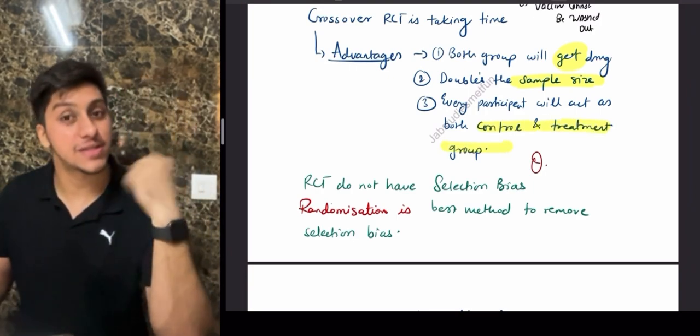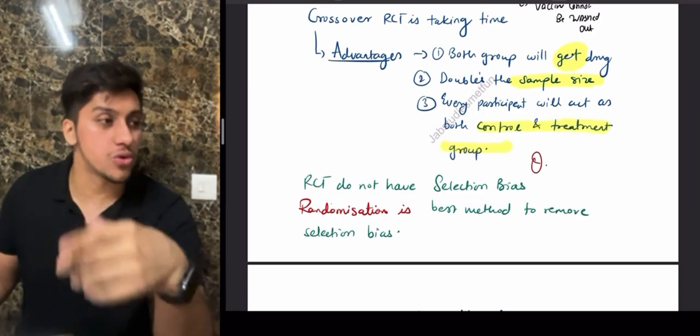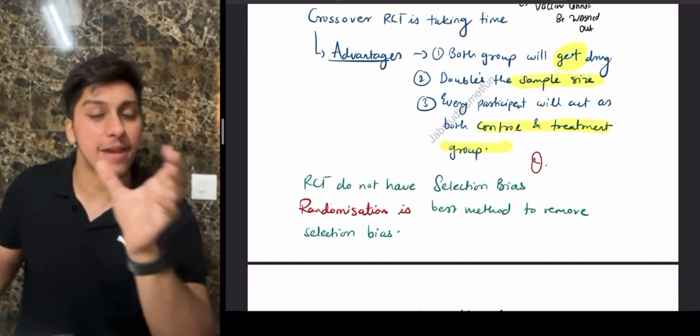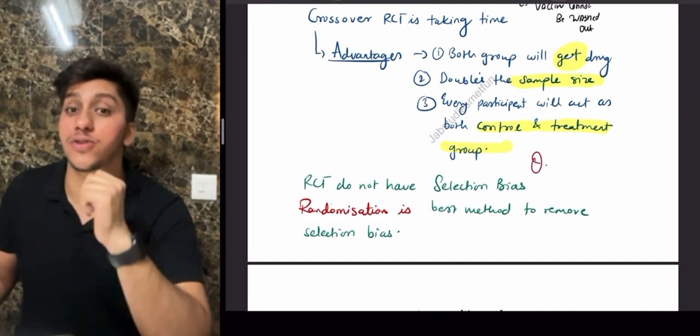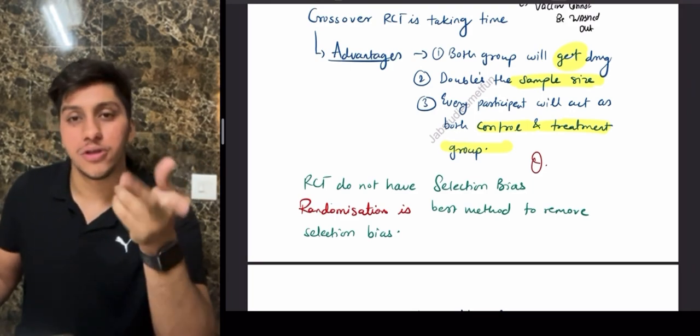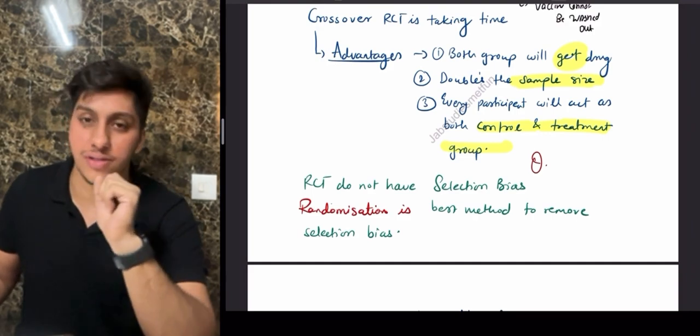So for example, if there is a disease, and you know that this is the treatment and that is given to A, and B is not getting the treatment. Basically, he also has a disease. So ethically, it is not right that we are just experimenting on him. So this ethical issue gets cleared by crossover RCT.